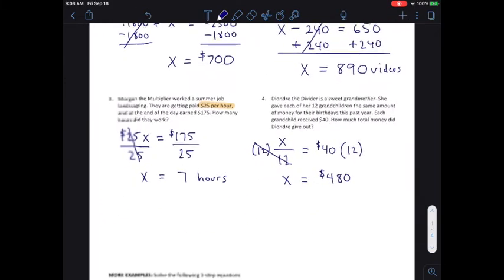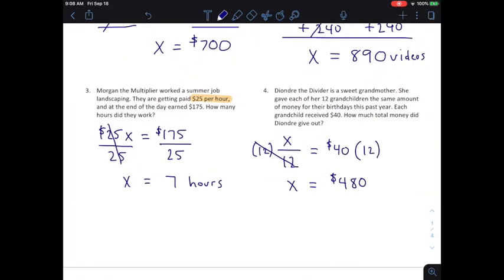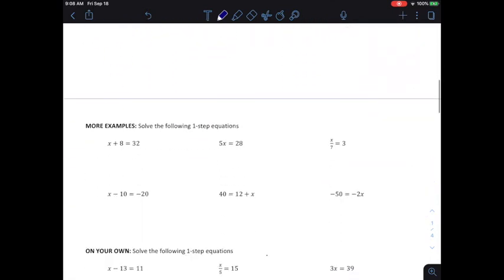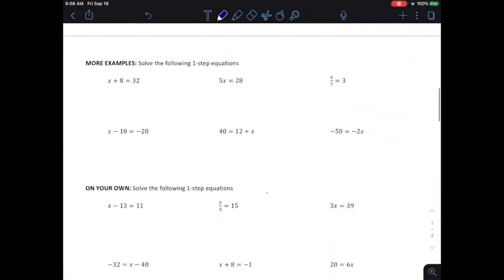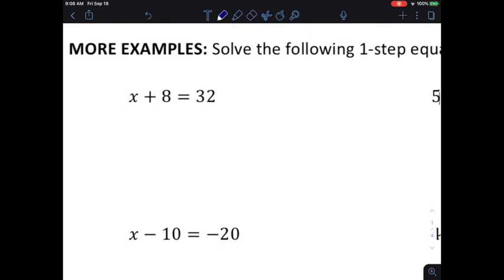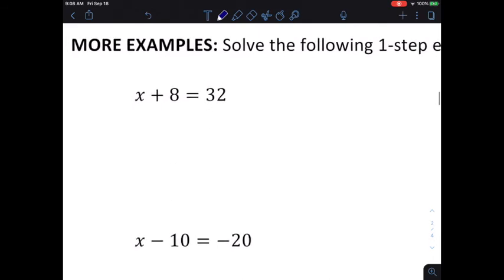Okay, so these are word problems, and hopefully you can relate to those, and it'll help you understand how to solve one-step problems. Here are some more examples, and these are just regular old problems, and we don't have any word problems to go with them. So we just have to look for what we see and do the opposite of what we see. In this first example, we have x plus 8 equals 32.